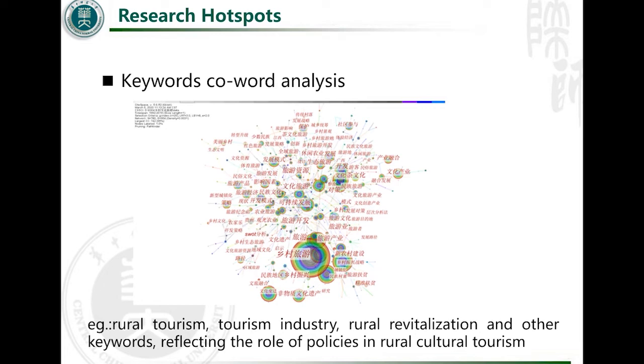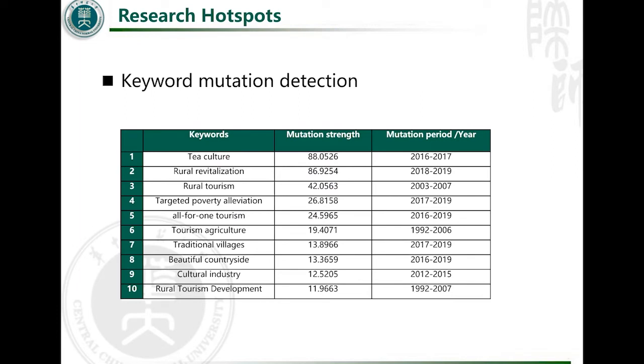For example, rural tourism industry and other keywords reflect the rural policy in rural cultural tourism, so they reflect the top subject of the policy. Burst detection technology can find words with a high frequency change rate from a large number of keywords through the time distribution of keyword frequency. So we did it in our study.